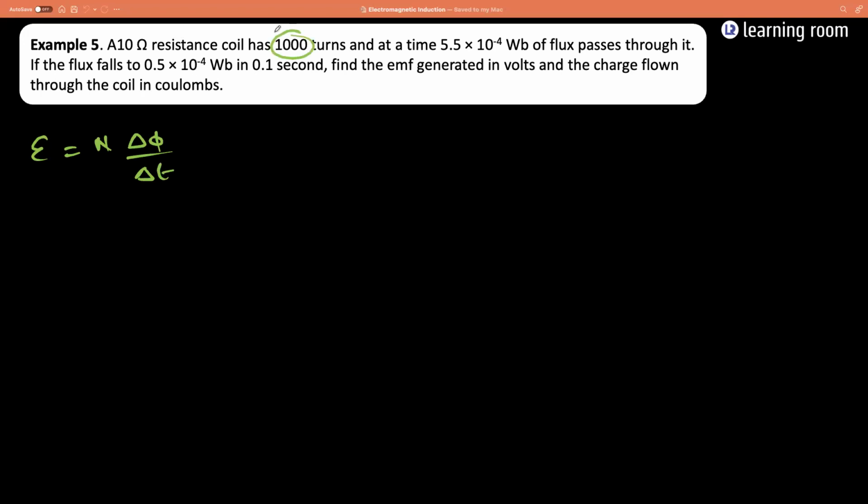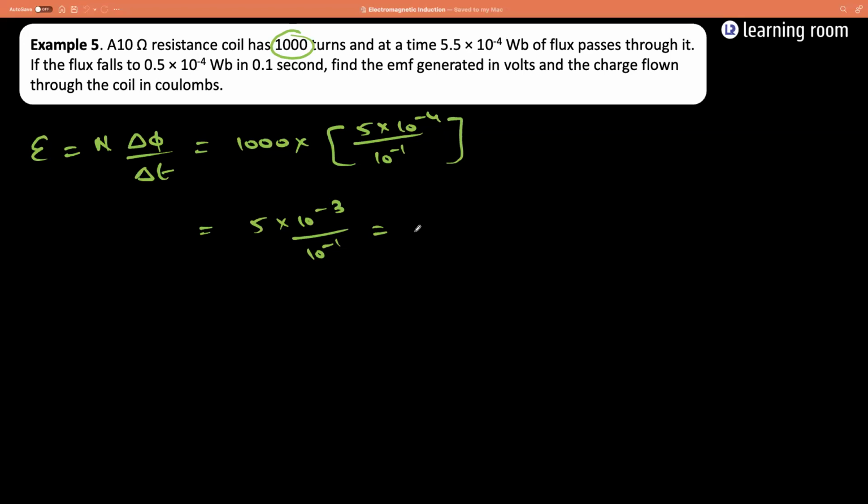Yes, sir. So 1000 into what is going to be the value of del phi? 5 into 10 power minus 4. That is the value decrease, correct? In how much time did it happen? 10 power minus 1 seconds. So it is going to be 5 into 10 power minus 3 divided by 10 power minus 1. Sir, so this will get cancelled.